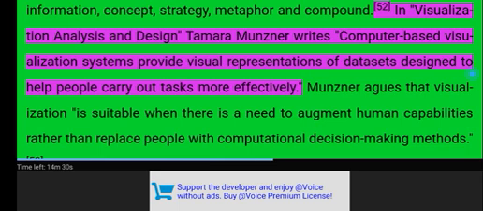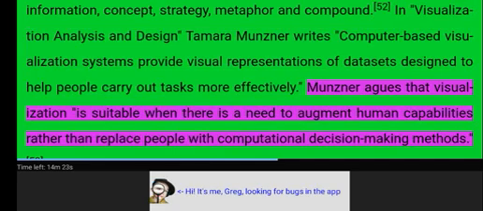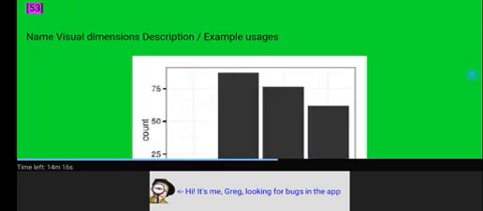52. In Visualization Analysis and Design, Tamara Munzner writes, computer-based visualization systems provide visual representations of datasets designed to help people carry out tasks more effectively. Munzner argues that visualization is suitable when there's a need to augment human capabilities rather than replace people with computational decision-making methods. 53. Name visual dimensions, description, example usages.